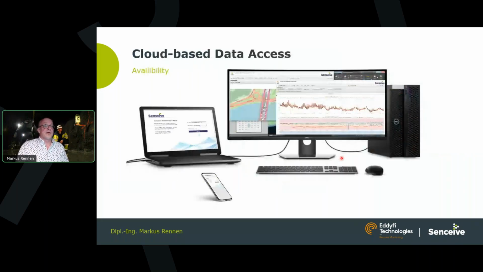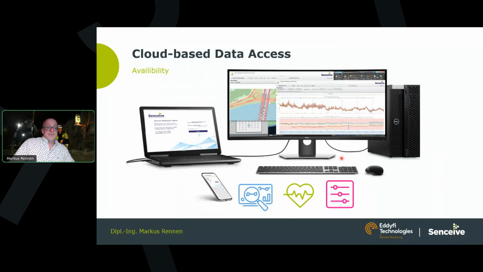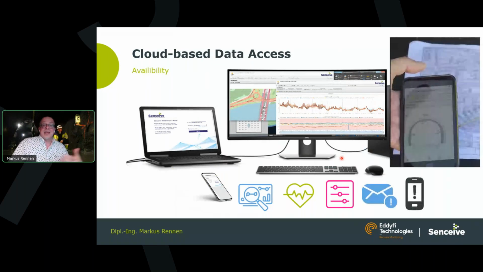Then it ends up on a cloud server where, on a certain platform, either our own platform or the user's individual platform, the data can be visualized for trends and alarms. The system health can be monitored. The access to the system to change and modify, for example, recording rates, can be provided. Alarm messages can be sent. Access from everywhere, here, for example, via mobile phone, to the platform can be provided.